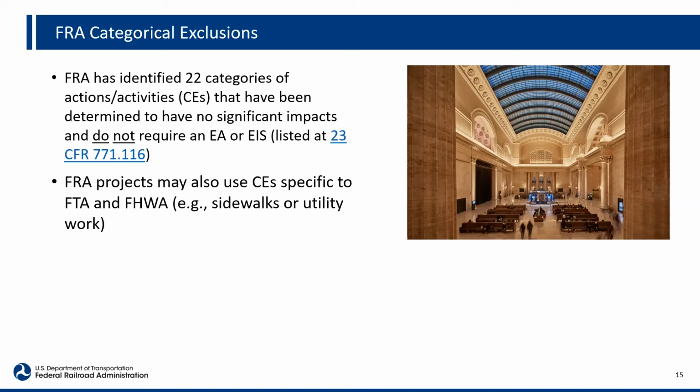Another thing to note is that other agencies that share these regulations with us, such as FTA and FHWA, have their categorical exclusion lists in 23 CFR 771.117 and 771.118. And so if applicable, for example, if there is sidewalk work or some utility work associated with your project, we could also make use of the CEs from these other two agencies. Next slide, please.